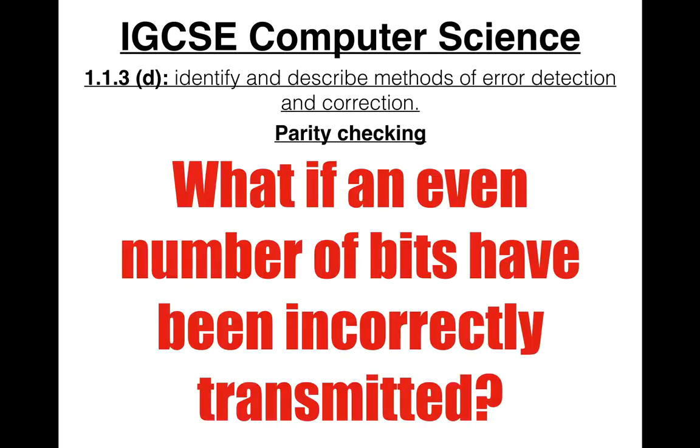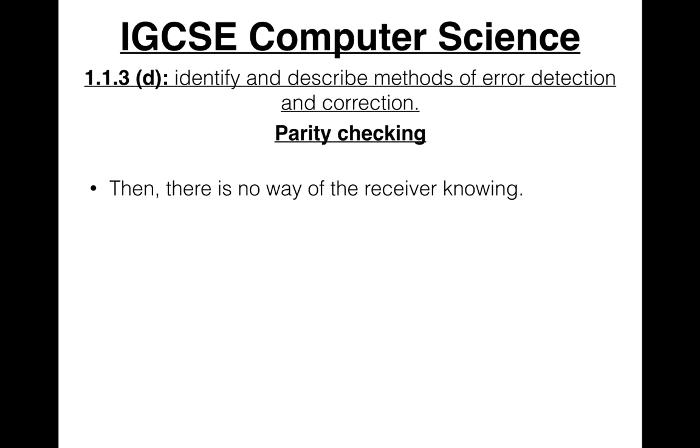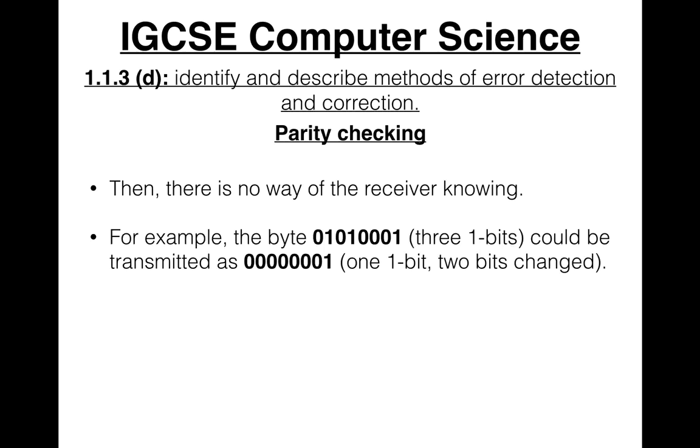But what if an even number of bits have been incorrectly transmitted? Well, then there's no way of the receiver knowing, honestly. For example, take the byte 01010001, which has 3 1 bits. And that could be transmitted as 00000001, which is 1 1 bit, 2 bits changed.